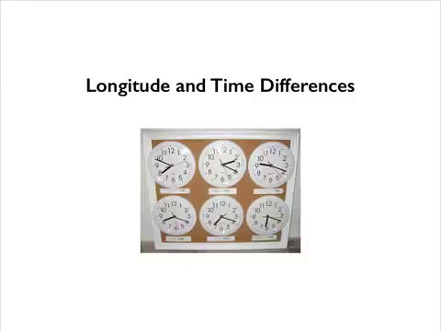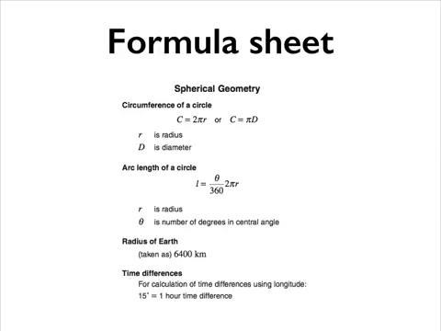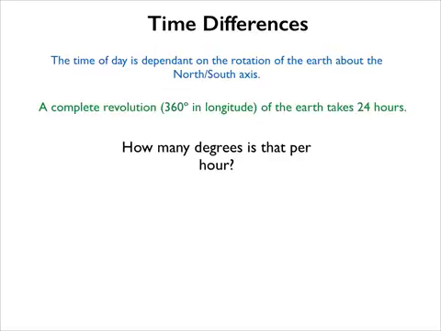Longitude and time differences. So once again, reminding ourselves what's on the formula sheet, we're going to be using this bit of information down here for time differences. The time of day is dependent on the rotation of the Earth about the north-south axis. A complete revolution, 360 degrees in longitude, of the Earth takes around 24 hours. So how many degrees is that per hour? So we can write the statement 24 hours equals 360 degrees.